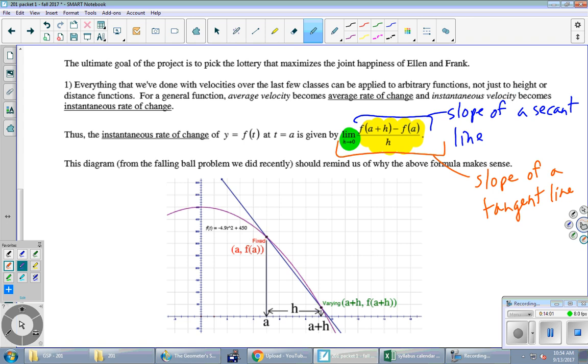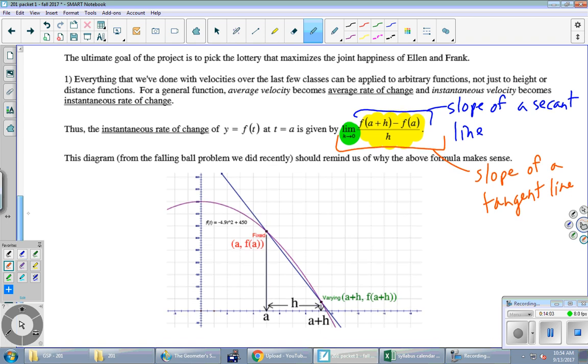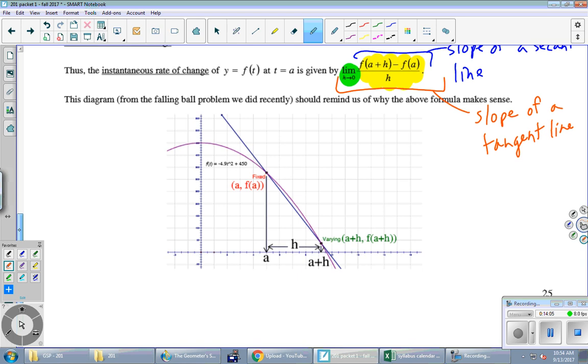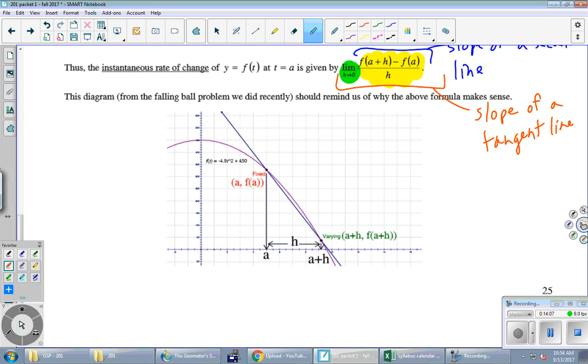Okay, and this picture we've seen before, but now it's going to be labeled slightly differently than before. So we're going to try to connect those crazy symbols to this picture. The idea here, I've got my red point, which is fixed. It's a comma, whatever the y value is, f of a. And then I've got this varying point. It's over here in green. So here's my a down here on the x-axis.